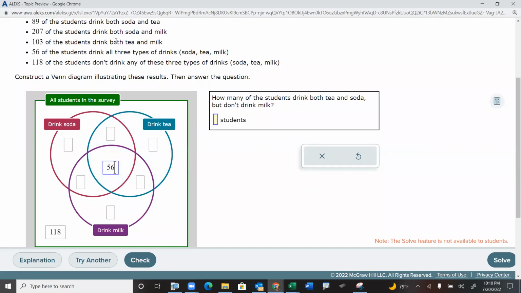103 of the students drink both tea and milk. Okay, so tea, I like milk. I like soda. I'm not a tea guy so much.